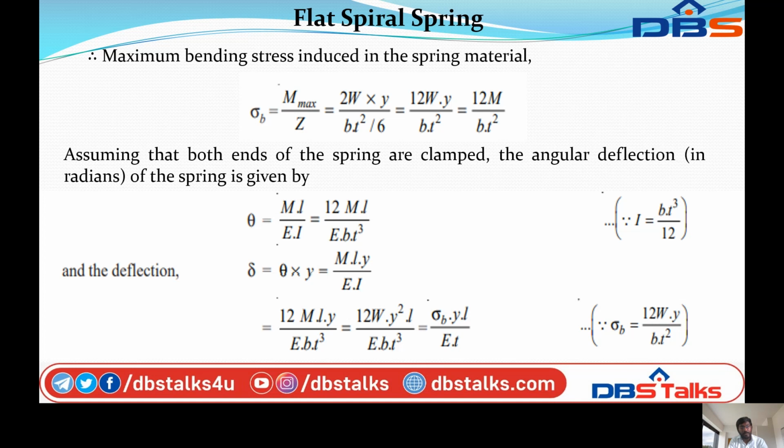that is equal to 12 into M into l into y by E into B into T cube, equal to 12 into W into y square into l by E into B into T cube. Therefore, finally, sigma B into y into l by E into T, since sigma B is equal to 12 into W into y by B T square. So, substitute in the value of sigma B. So, finally, we can calculate the deflection formula: delta is equal to sigma B into y into l by E into T.